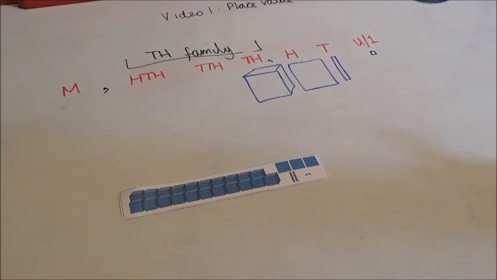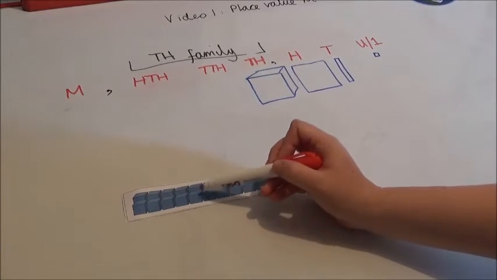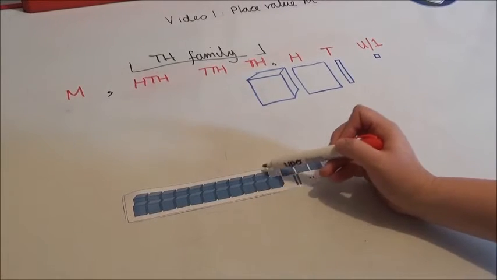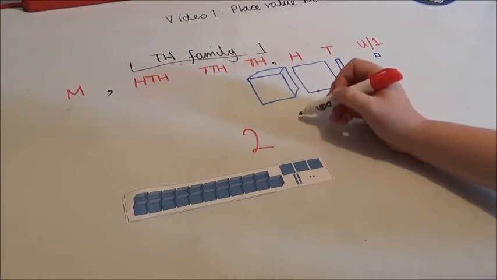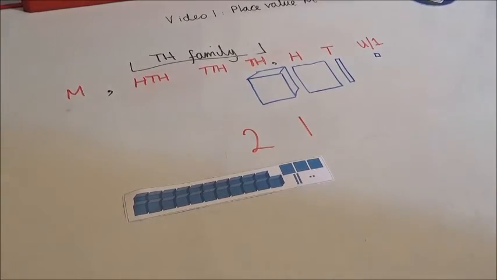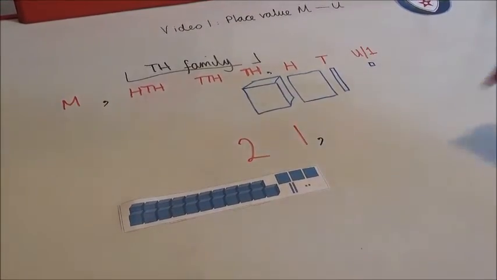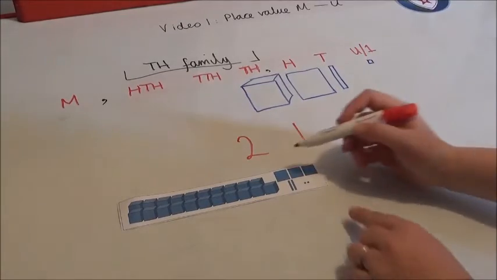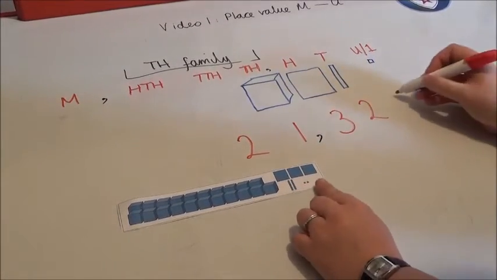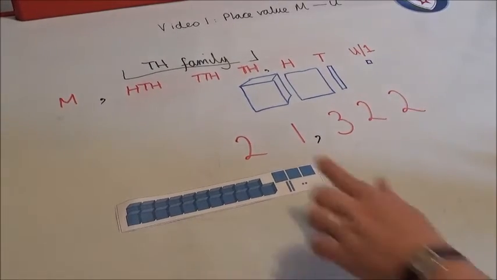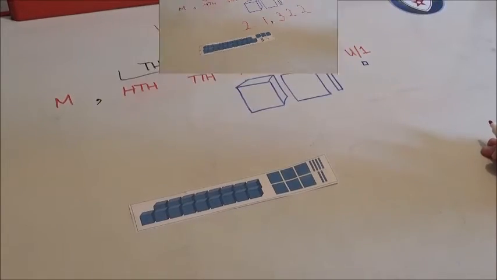Okay, so let's have a look at this one here. So we've actually got 2, 4, 6, 8, 10, 12, 14, 16, 18, 20, 21,000. That's 21,000. I'm just going to put in my comma here, which is different to a decimal point, just to remind me that we're still inside our thousands family. 300, 2 tens and 2 units, giving us the number 21,322.